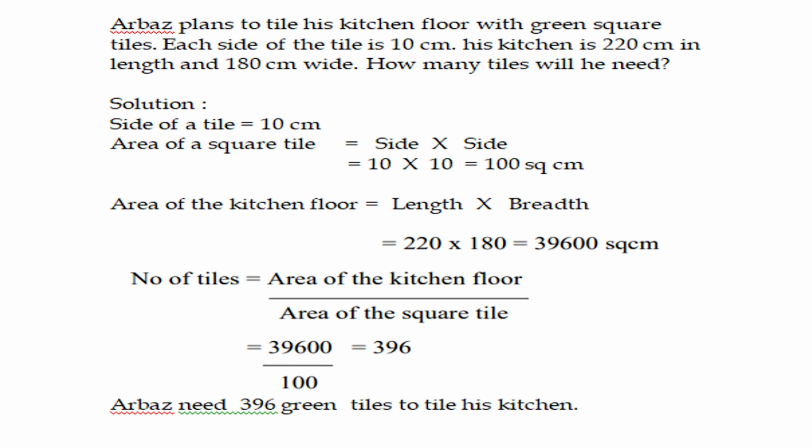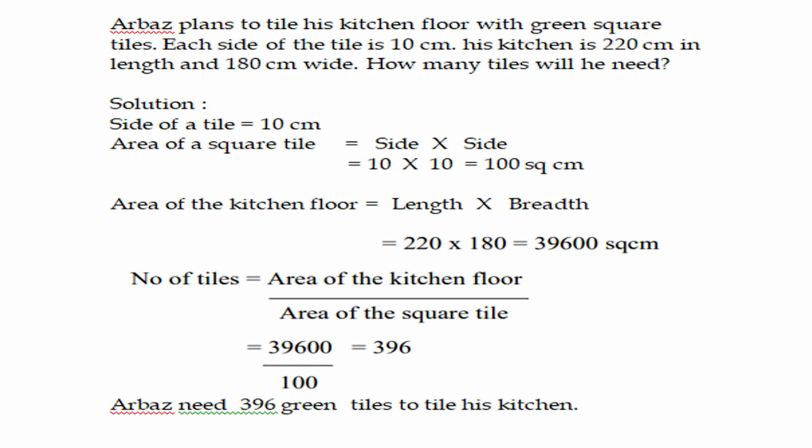Arbaz plans to tile his kitchen floor with green square tiles. Each side of the tile is 10 cm. His kitchen is 220 cm in length and 180 cm wide. How many tiles will he need?